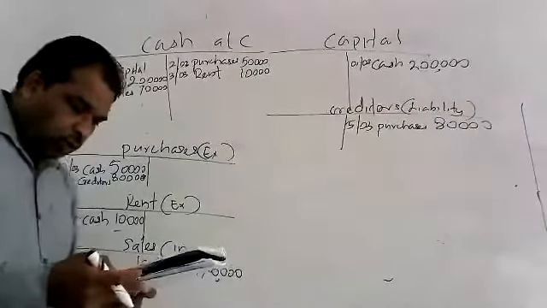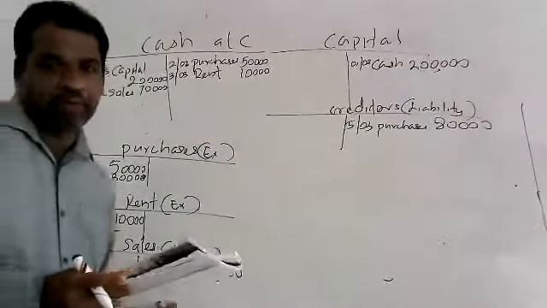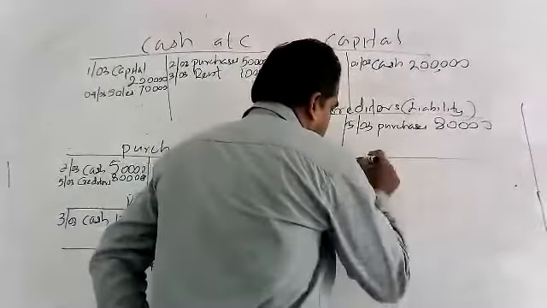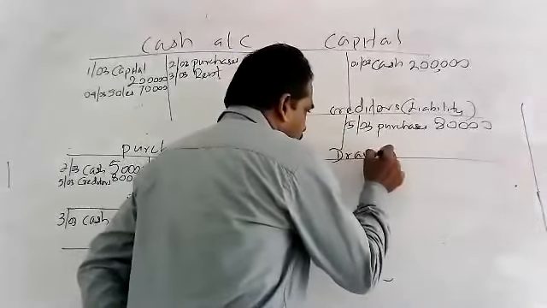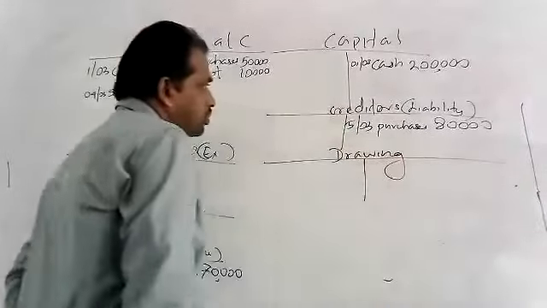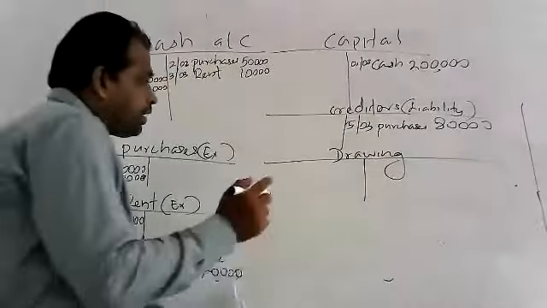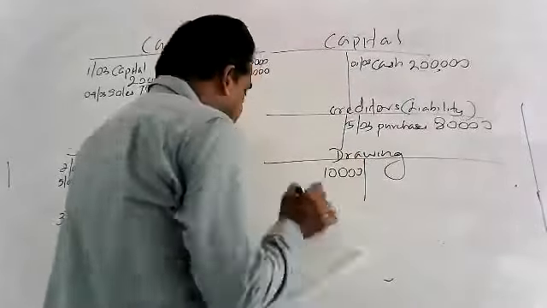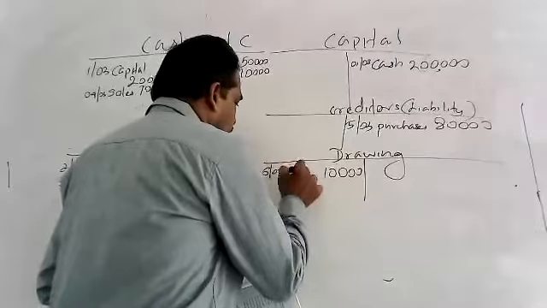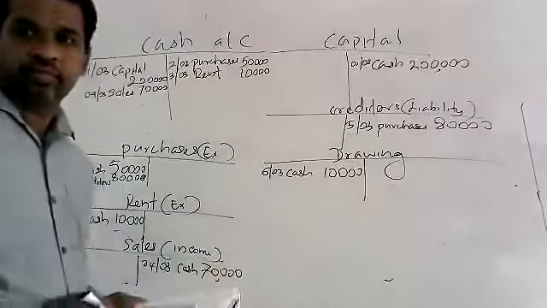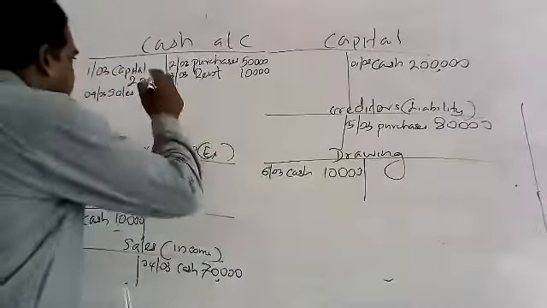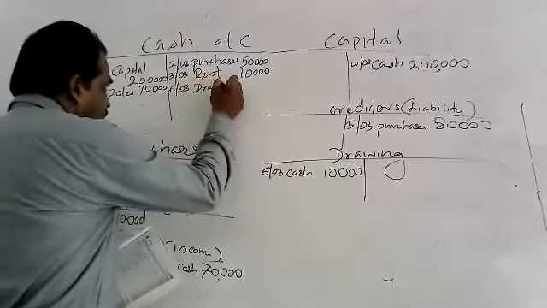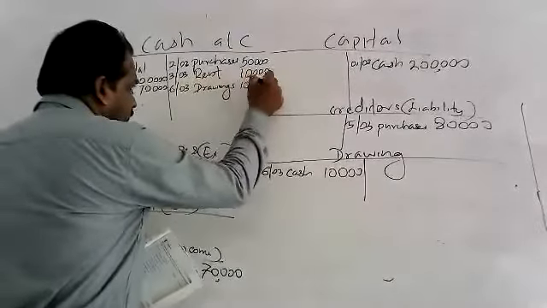Next one, withdrew money by the owner for personal use 10,000. If the owner has taken money from the business, then we give it to another account called drawings. Then we can debit 10,000. That account saying the date 6 March cash. As cash decreases, we can credit to cash account saying drawings 10,000.